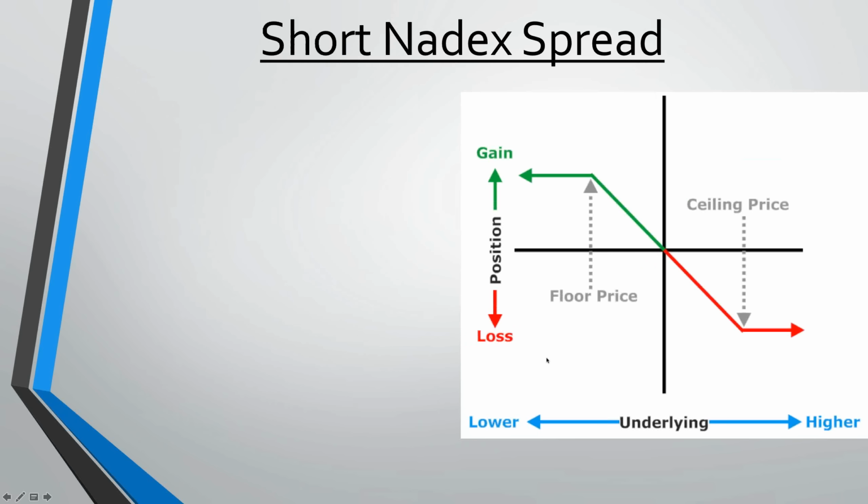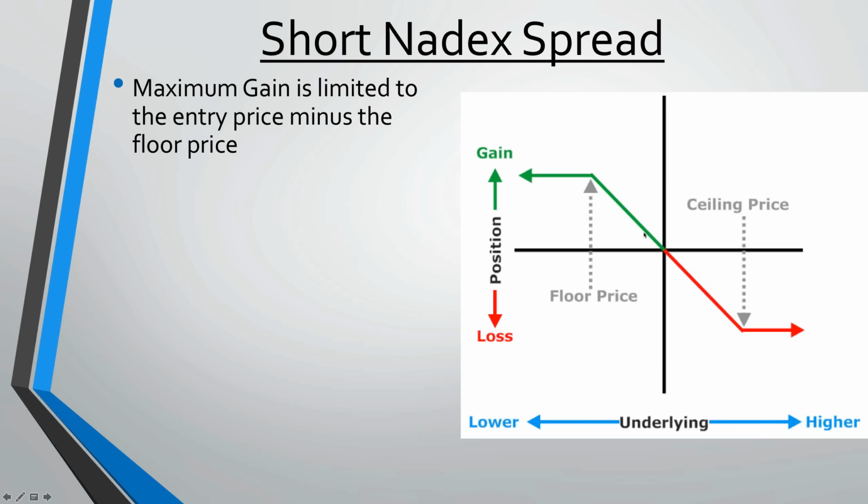Let's take a look at the short Nadex spread. The maximum gain on this side is limited to the entry price minus the floor price. As Bob said, if you're going short the underlying, you're making money as it's going down. The only difference if you're putting on a short Nadex spread is the gain is capped by the floor price. Even if the underlying keeps going lower, your maximum gain is capped.